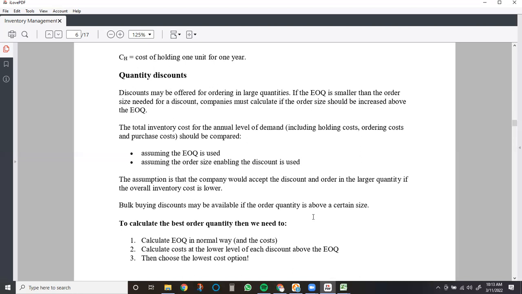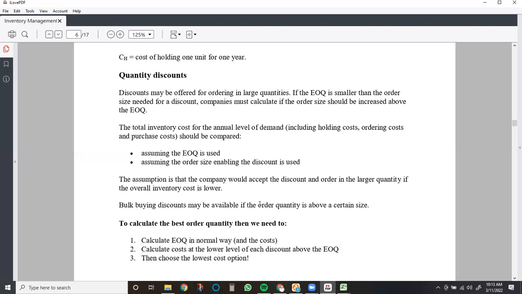Usually the starting point is with the EOQ. It's based on the assumption that the company may be using the EOQ right now. Let's take a look and see. Discount may be offered for ordering in large quantities. If the EOQ is smaller than the order size needed for a discount, company must calculate if the order size should be increased above the EOQ, which is what I was telling you. The total inventory cost for the annual level of demand, including holding, ordering, and purchase, should be compared.